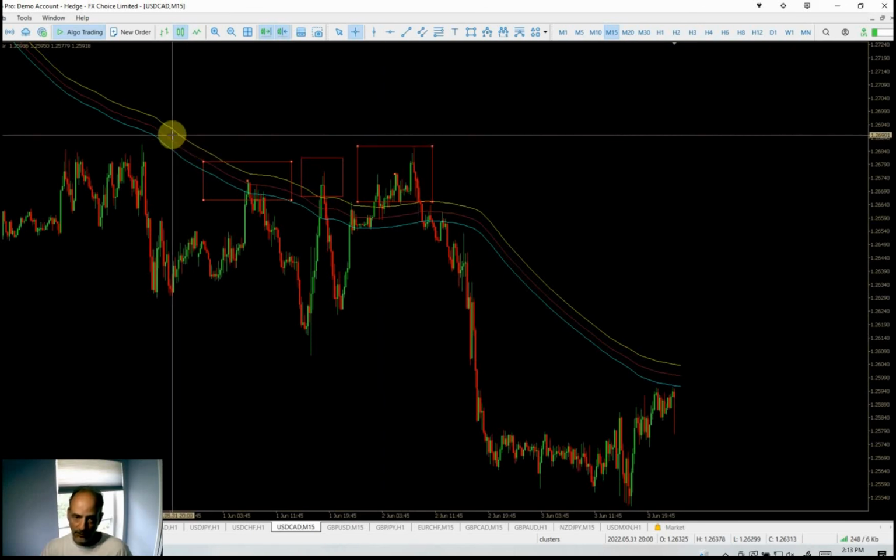But hopefully, if you have a good broker, this is the dollar Canadian. It's a pretty widely traded pair, so the spreads don't get too crazy unless there's like a news candle. Then you probably would have been okay.